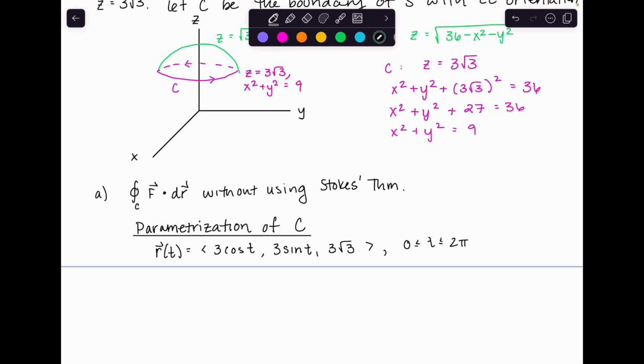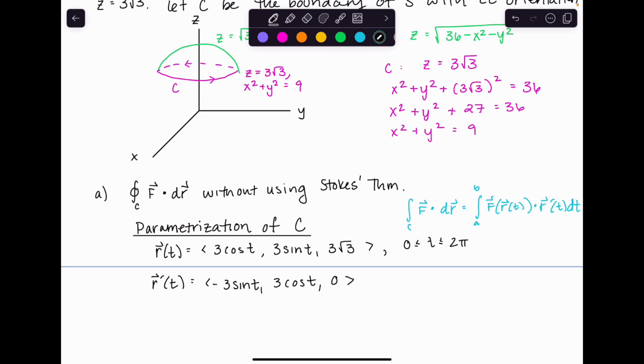Okay. And then also just to refresh, because it's been a while since we've done a line integral over any curve, we have the line integral of F dot dr. What we do is we find the values that t varies between. You take F and evaluate it along the curve, and then you dot product it with r prime of t and integrate with respect to t. So I definitely need to find the derivative of this. That will give me negative 3 sine of t, 3 cosine of t, 0. And then looking at my vector field, that's y minus z, z minus x, x minus y.